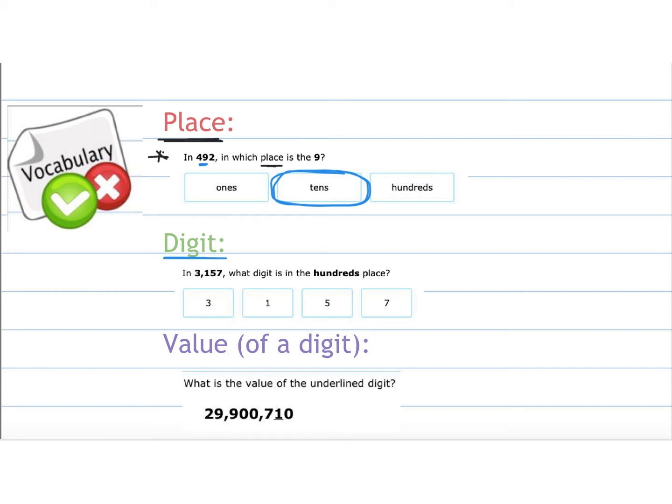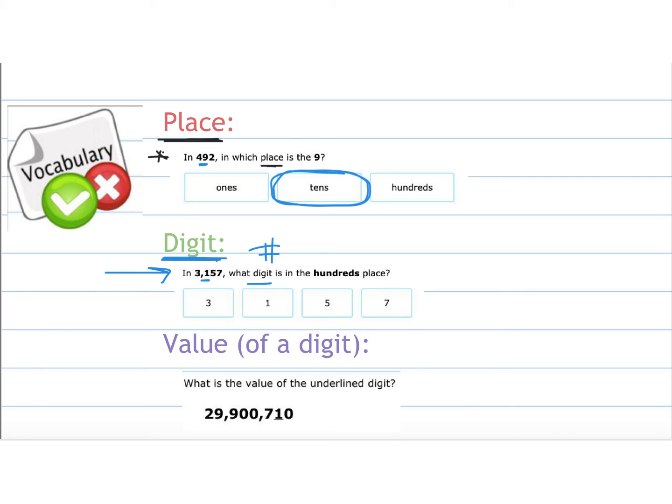And then we have digit, which is the actual number in a certain place that we want to figure out. So if we have 3,157, we want to know what digit is in the hundreds place, or what number is in the hundreds place. So we know that 7 is ones, 5 is tens, 1 is hundreds, and you can definitely be using your green chart if you have it in front of you.